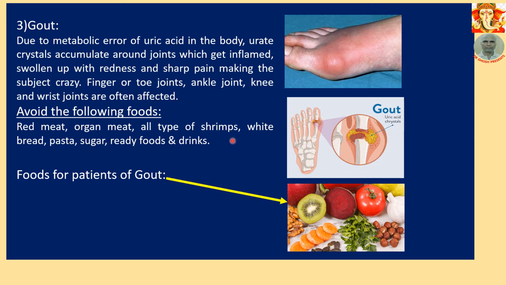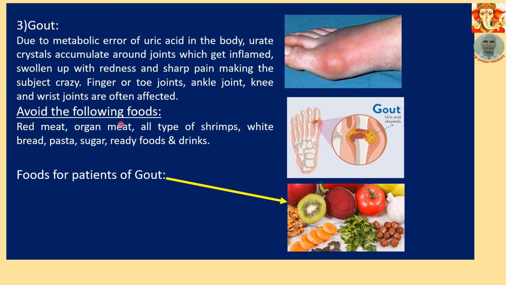Now here also see, this is from external. From internal, you can see the internal things. You can see the gout is this. These are the crystals. Urate crystals have accumulated in the joint.